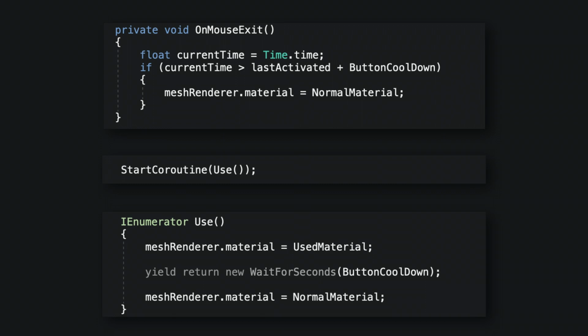Anyway, as you saw before, a coroutine can't be called like a regular function. You must first pass it to the StartCoroutine function, which, well, starts the coroutine. Inside the coroutine, when it first starts, we'll set our MeshRenderer's material to our used material, and then we'll call yield return new WaitForSeconds, and pass in our cooldown time. What this does is say to our program, I'm done for now. Call me again right where I left off after X number of seconds. And lastly, we'll set our material back to our default material.